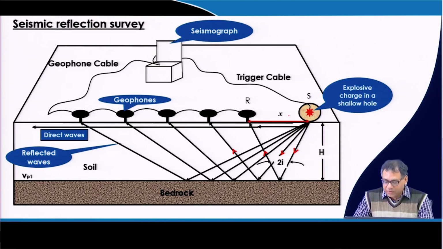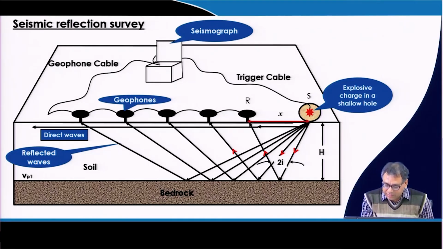from the source. Now, there are two ways these waves can travel from the source to the receiver. One is the direct wave, which will travel from the source to the receiver. This red one is the direct wave. So, it will travel from source to the receiver, and then another will reflect from the layer interface, then it will go back to the receiver.